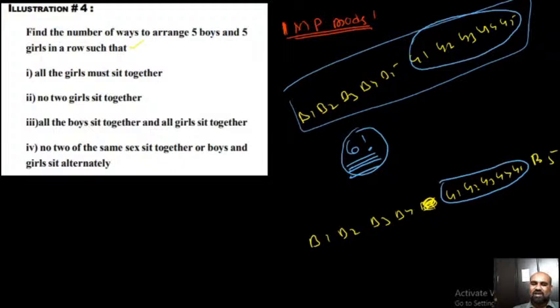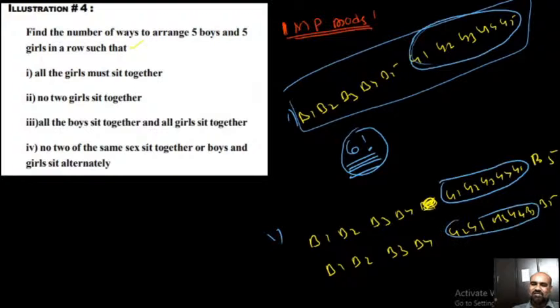What happened here? This is one of the arrangements, this is another arrangement. Identify the difference here. All girls come together only, but what is the thing? G1 after G2, G2 after G3, G3 after G4, G4 after G5 is not mentioned. The girls can change their places. So from this I can write one more thing: G1, B1, B2, B3, B4, G2, G1, G3, G4, G5, B5. This is also one of the possible arrangements here. What is the meaning of that? Girls also can change their places, but all should come together.